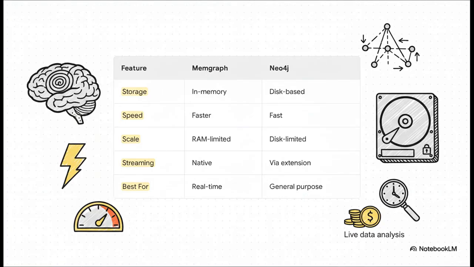So here's the breakdown. Storage: in-memory versus disk-based. Speed: Memgraph is faster, while Neo4j is plenty fast for most things. Scale, this is key: Memgraph is limited by your RAM, Neo4j is limited by your hard drive, which is obviously much, much bigger. Just look at that bottom row. Real-time versus general purpose. It's really like comparing a sprinter to a marathon runner. You have to pick the right athlete for the race you're actually running.